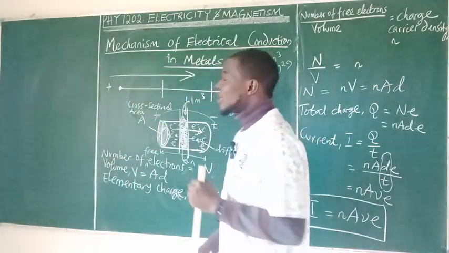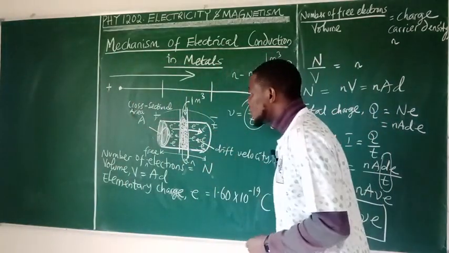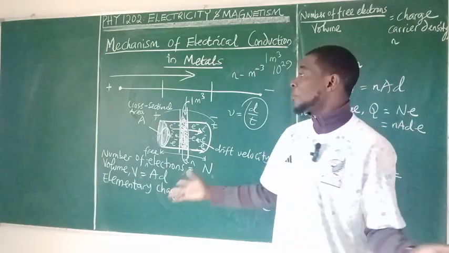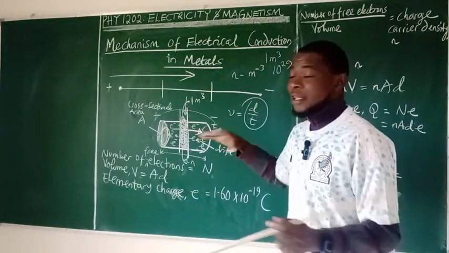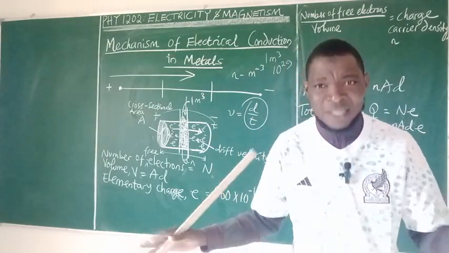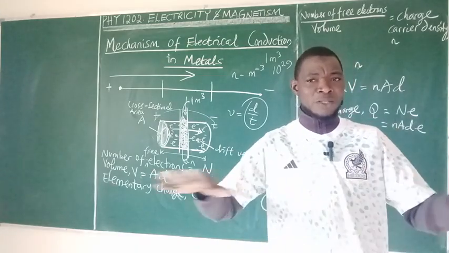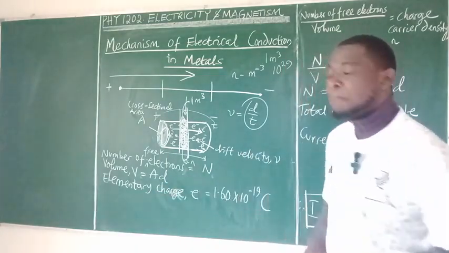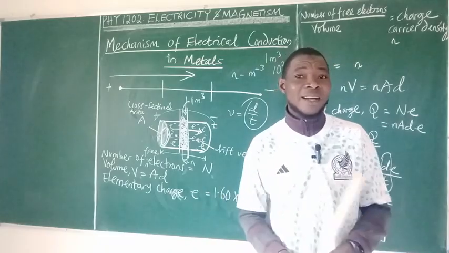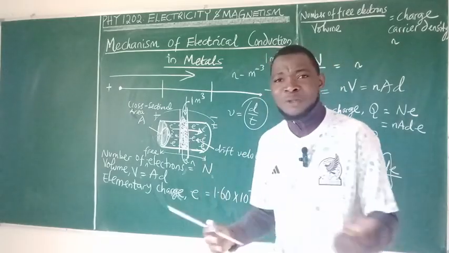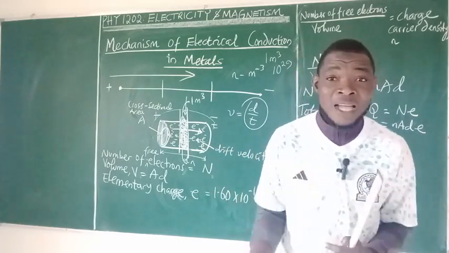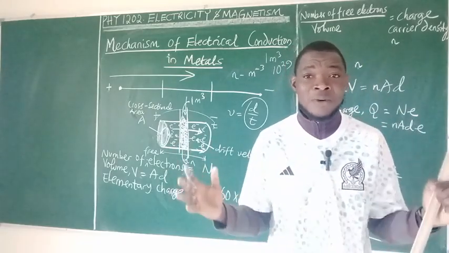First of all, if I have a conducting wire, that is a metal, metals have free electrons in them. We have electrons that do not participate in chemical bonding. They are free to move about in the material. But that motion caused by the thermal energy that they have from the surrounding is not enough to generate electric current, because they move anyhow without any preferred direction.